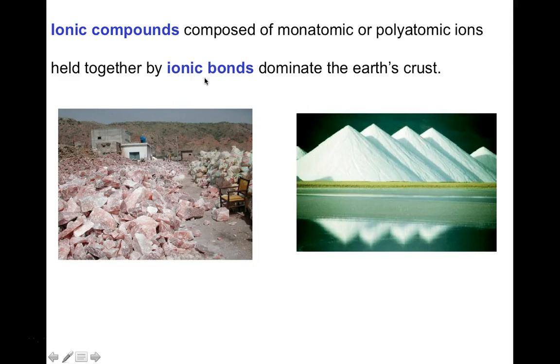Okay, so the second class of compounds that I'm looking at in this video are ionic compounds. We're going to look at ionic compounds composed of monatomic ions when we're looking at the structures. But it's also important to realize that ionic compounds can also be formed between polyatomic ions as well. It's ionic bonds that are holding these together, and those ionic bonds are very, very strong.